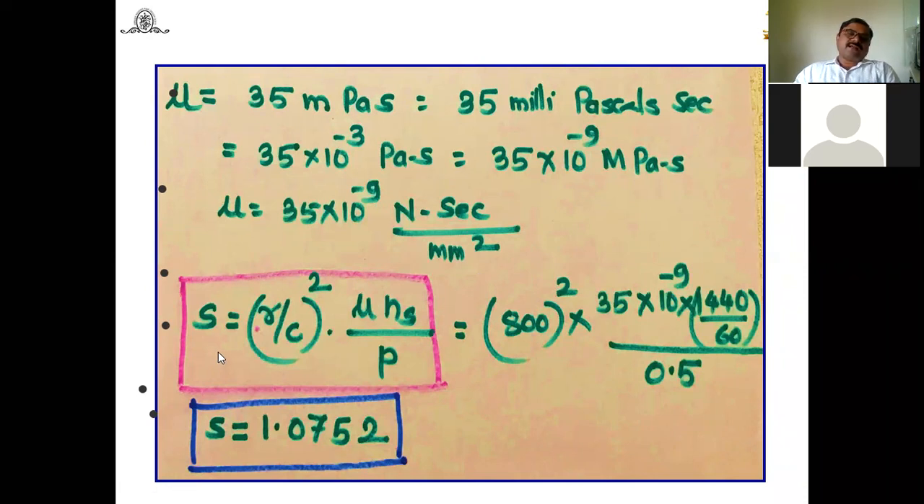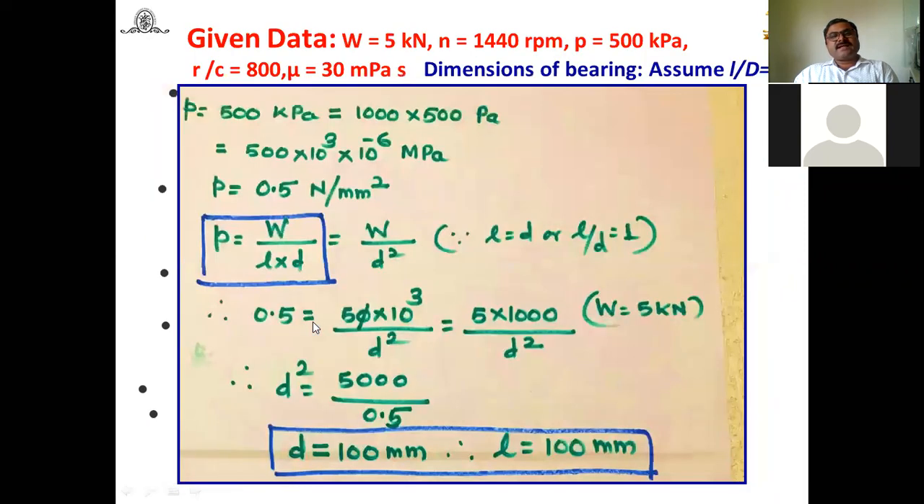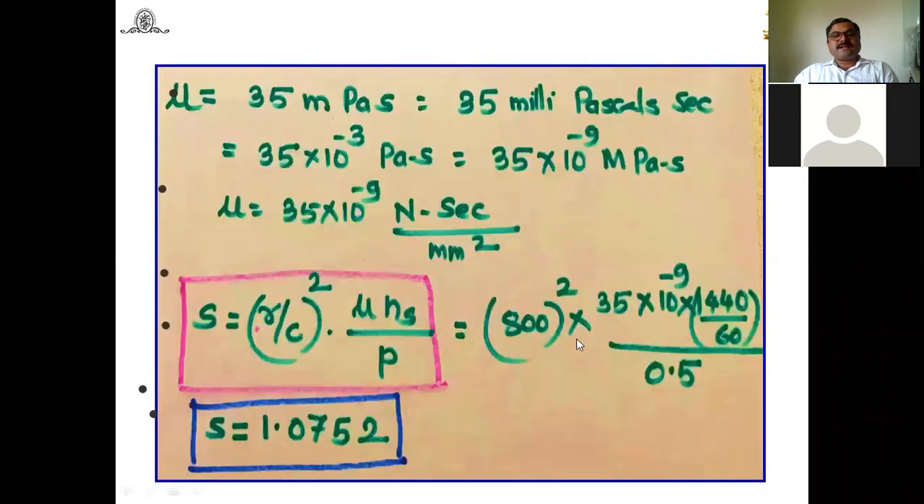This is the viscosity. So the next step, as I discussed in the earlier problem, is to find out the Sommerfeld number. The Sommerfeld number is equal to (R by C) whole square into mu N by P. R by C is given directly in the statement, 800. You can put here 800 squared into mu into N s, that is 1440 by 60, upon P, that is 0.5 already calculated. So you will get S is equal to 1.0752.